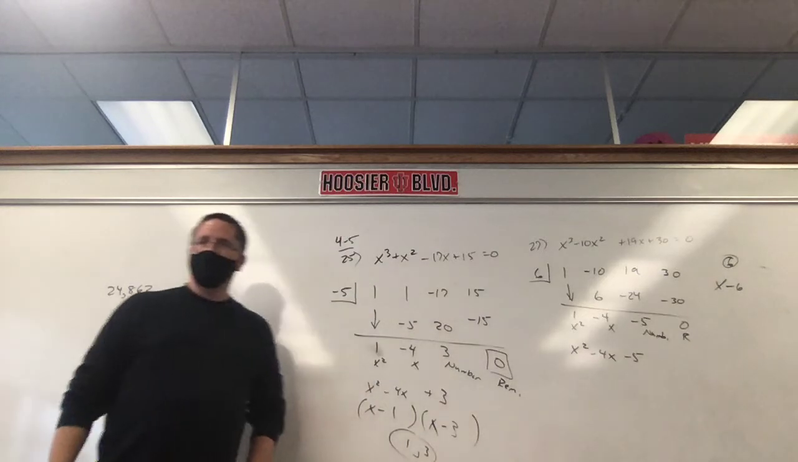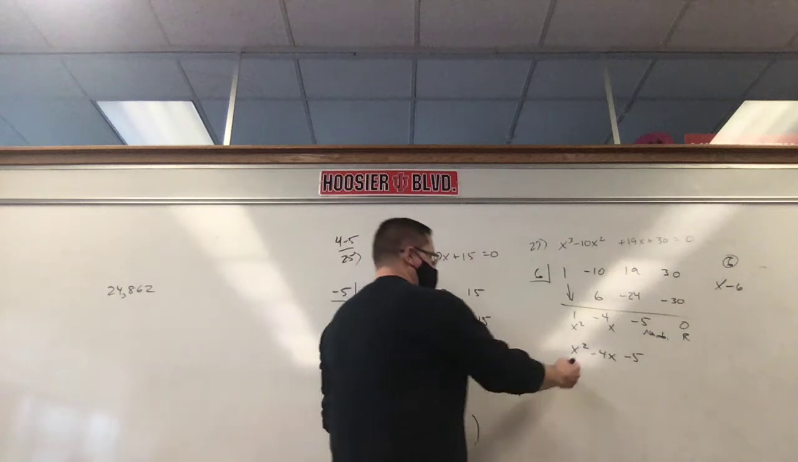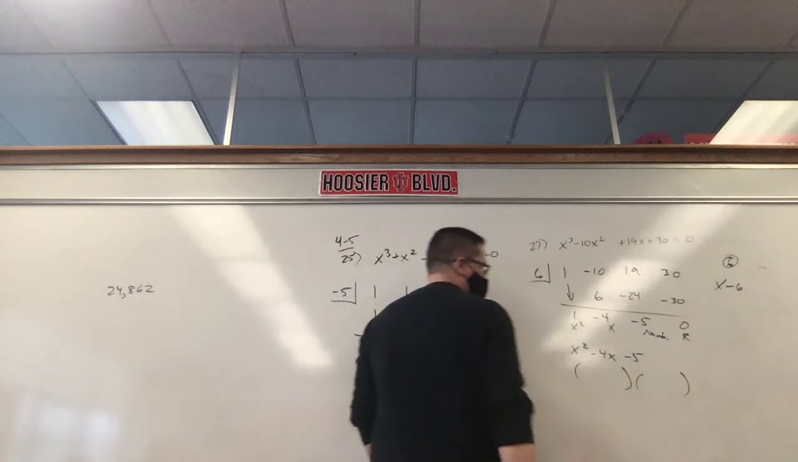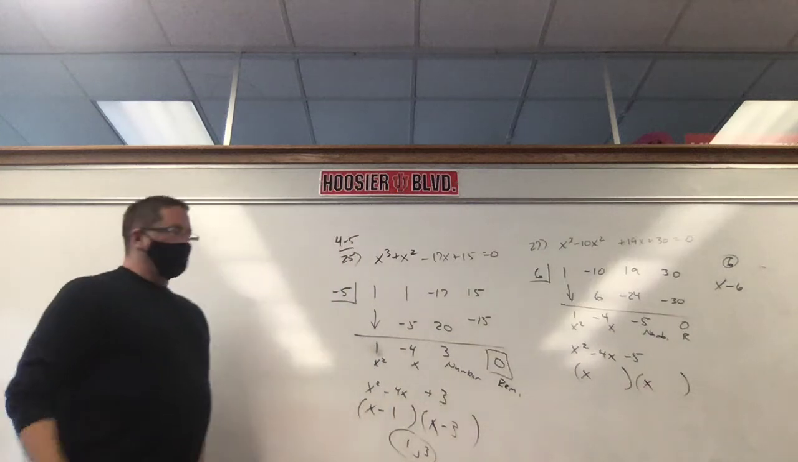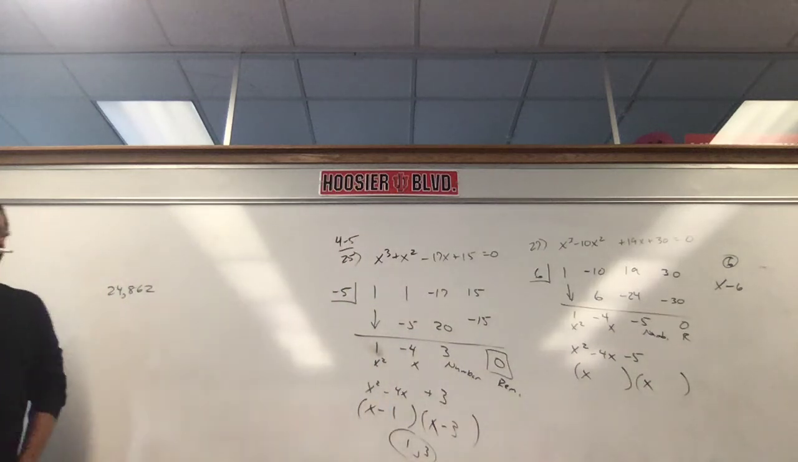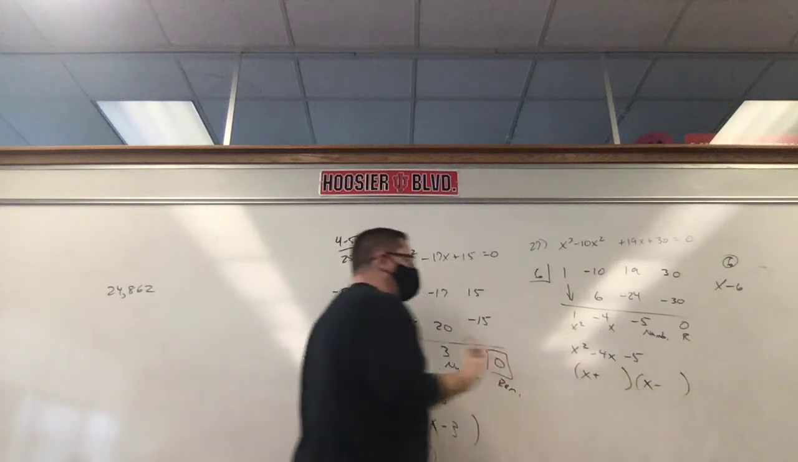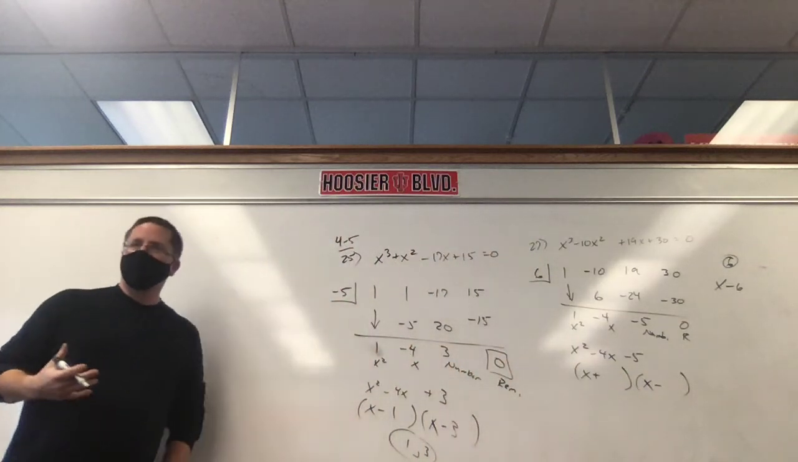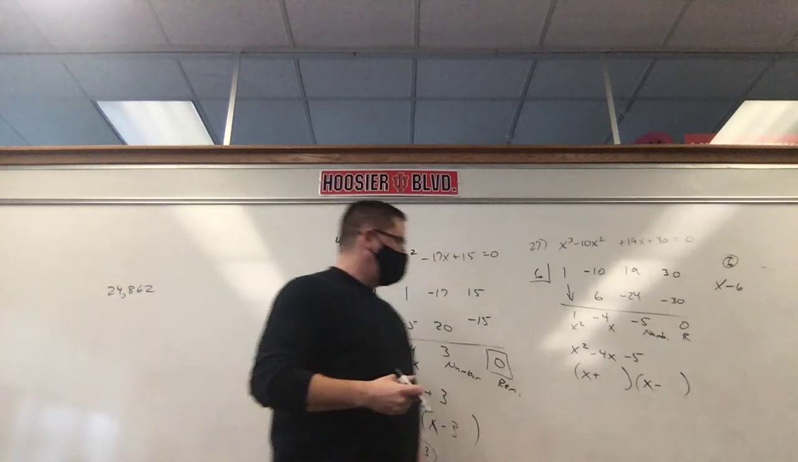Now what should we do? Factor. Parentheses. X squared's x and x. We look at our last term. It's a negative. How are we going to make a negative? Plus minus. There's only one way to times and get 5: 1 and 5. And they have to add to negative 4.